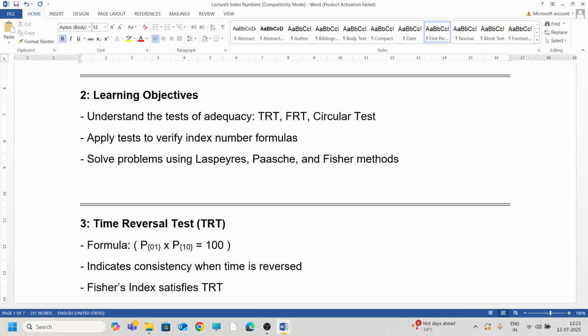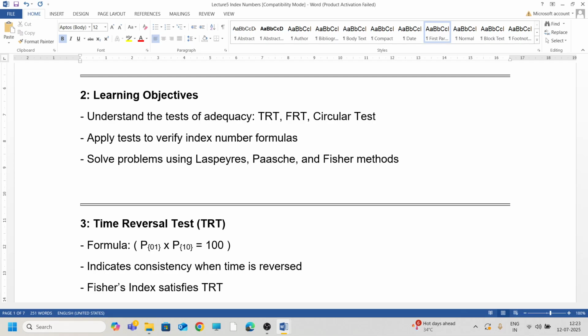In this lecture, you will learn about the test of adequacy for index numbers, including the time reversal test, TRT, and factor reversal test, FRT. You will also apply these tests to validate results using real data.